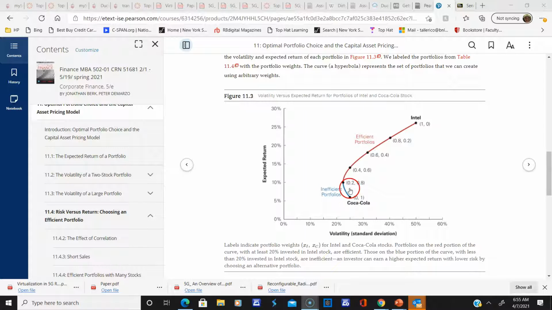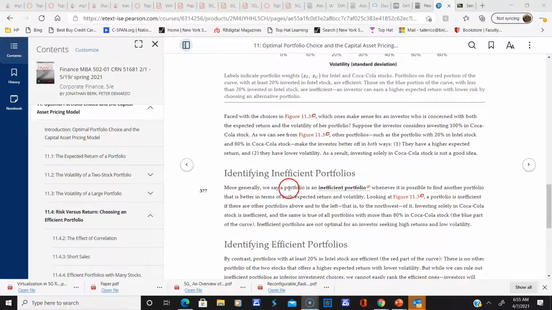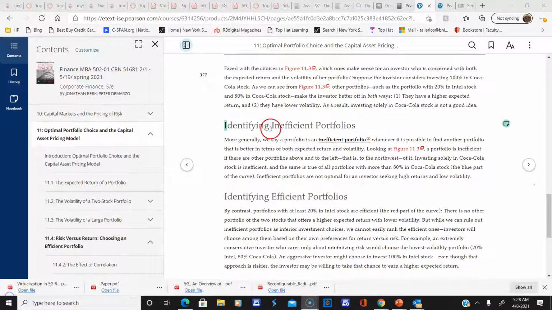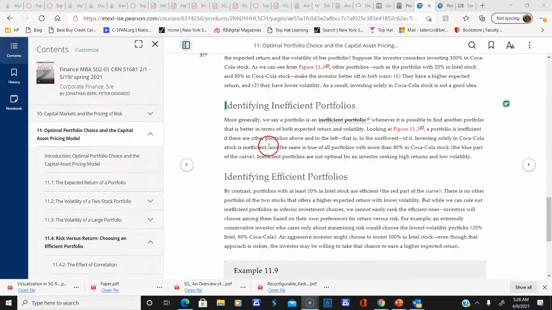So here's 100% in Coca-Cola. As we see here, this was the inefficient portfolio. You get higher volatility for less return. So you can see the efficient portfolio is the red portion here, all right?